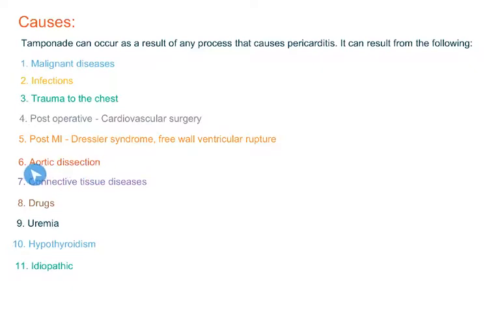Similarly, in aortic dissection, there is a tear in the aorta which will leak the blood into the pericardial space. Some connective tissue diseases like rheumatoid arthritis, SLE, etc. Certain drugs like hydralazine, procainamide, and isoniazid can also cause pericarditis. Then there is uremia and hypothyroidism. And if we don't find any cause, then it's called idiopathic pericarditis.